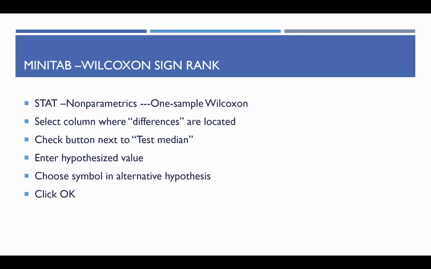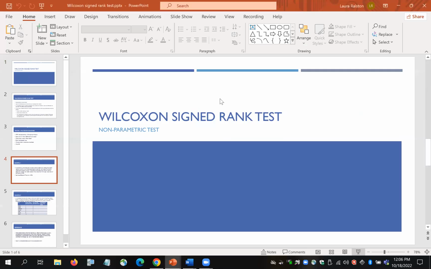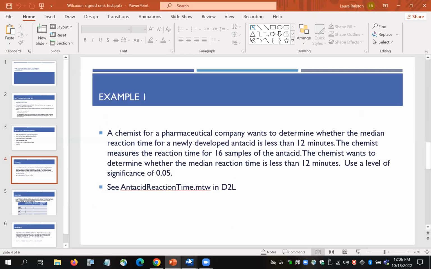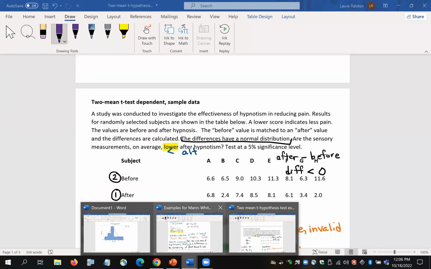Okay, so I've given you the instructions for the Wilcoxon signed rank test. And then we're going to take a look at an example. And I do have these on the test or on the worksheet, and there is a data set that you need for this one. So let me get to Wilcoxon.